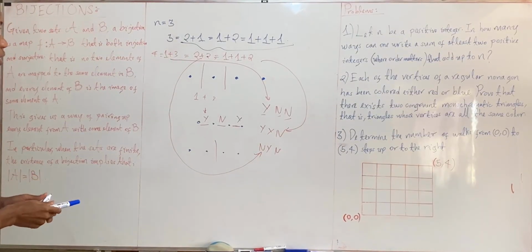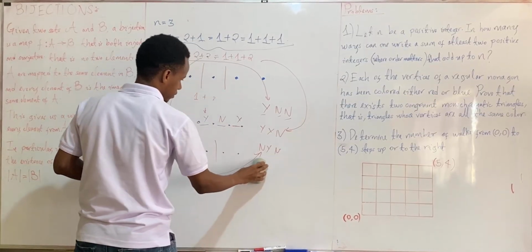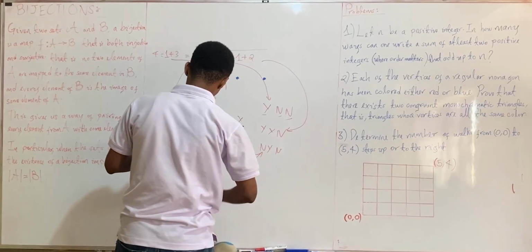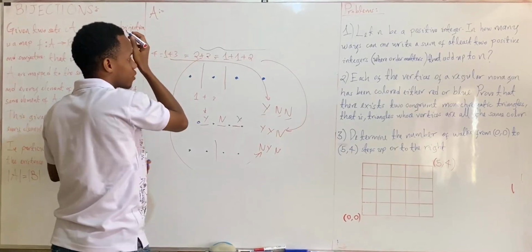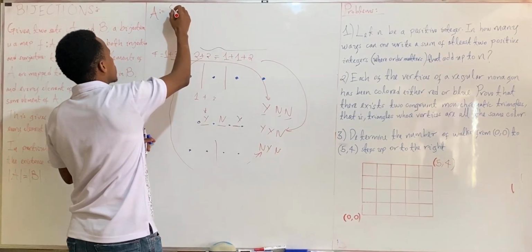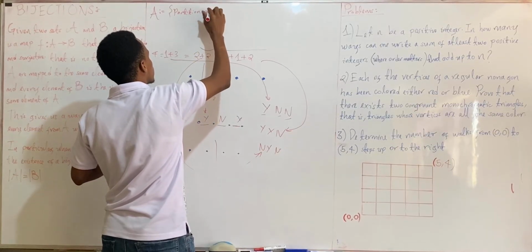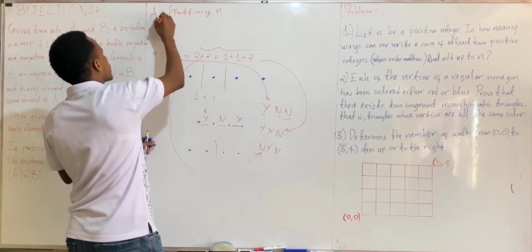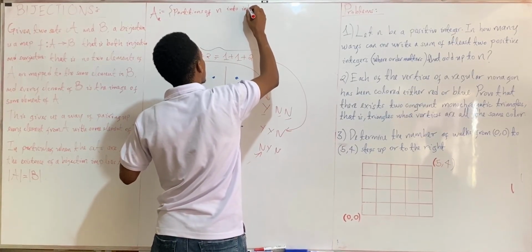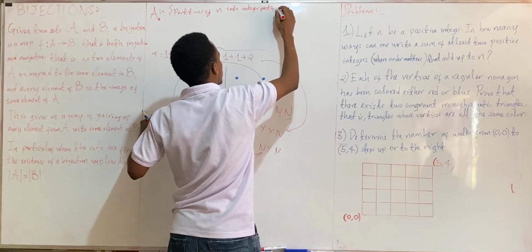So at this point, it is clear that we can define a function. So maybe we define A as the set of the partitions of n, let's put it as A_n, partitions of n into integer parts where the order matters.